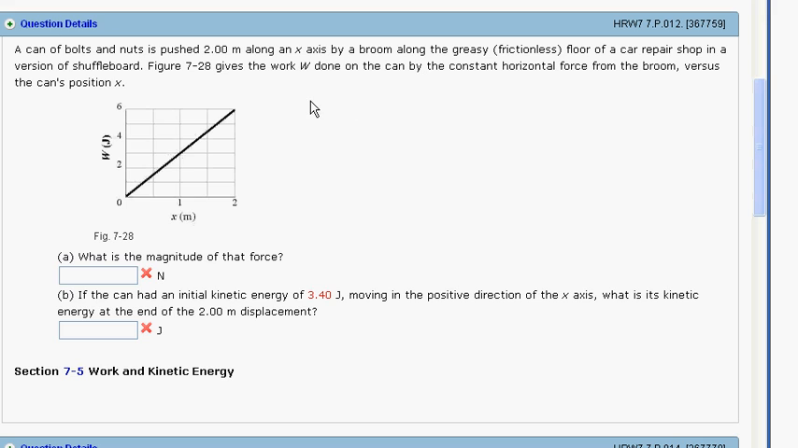So we get the work done as a function of the can's position, so work versus position. Okay, so we want to find first what's the magnitude of the force. Well, work is, properly speaking, the integral of force dotted with ds.